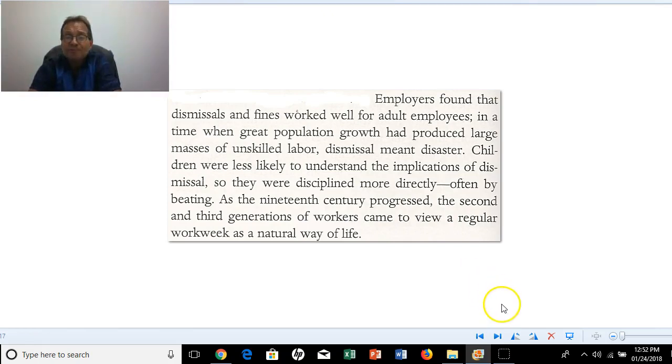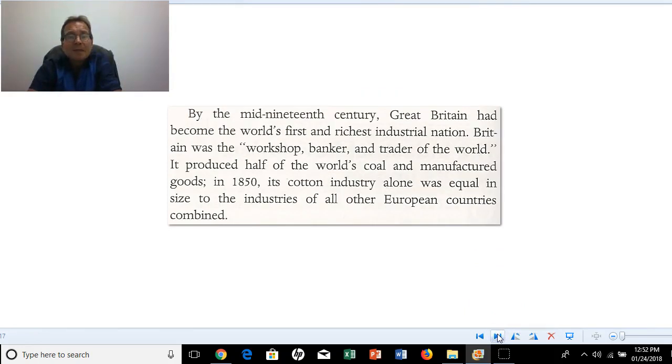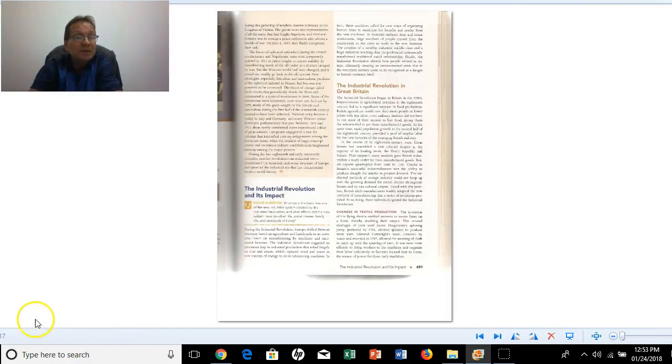natural resource. And by the mid-19th century, Great Britain is the world power. It's the richest and first industrial nation, and the United States comes in then in the second industrial revolution of the second part of the 19th century, which is largely driven by electricity and steel. But in 1850, Britain is producing half of the world's coal and manufactured goods, and its cotton industry alone was equal in size to the industries of all the other European countries combined. This is a very, very prosperous country. And that ends this particular part 1.